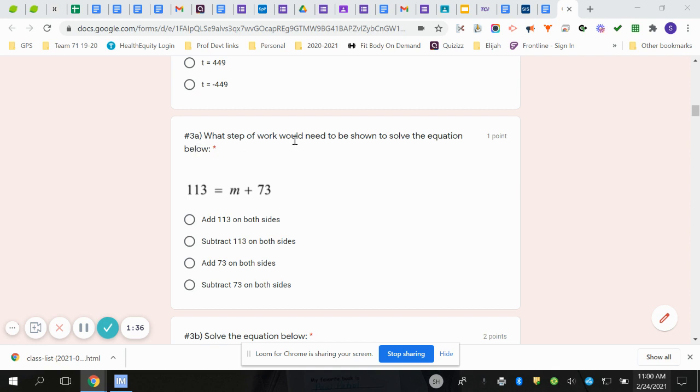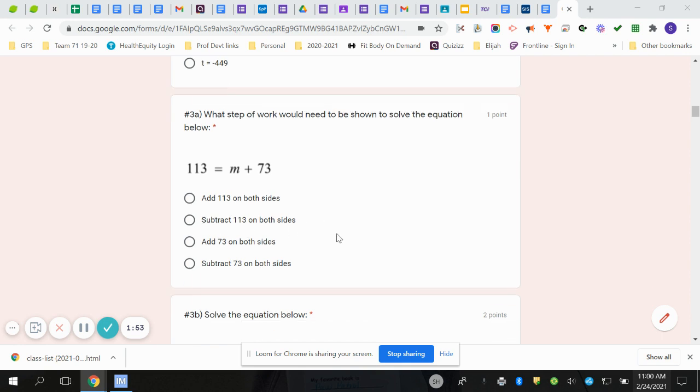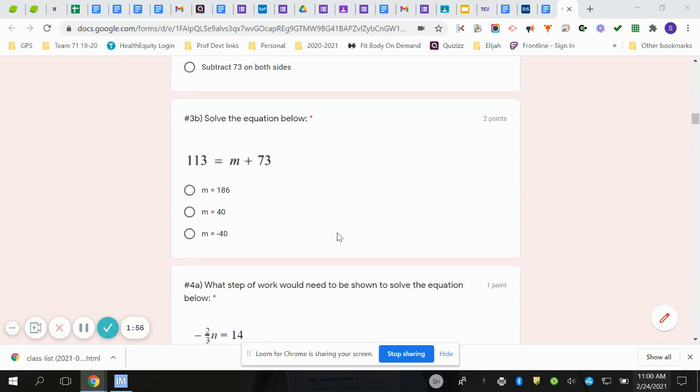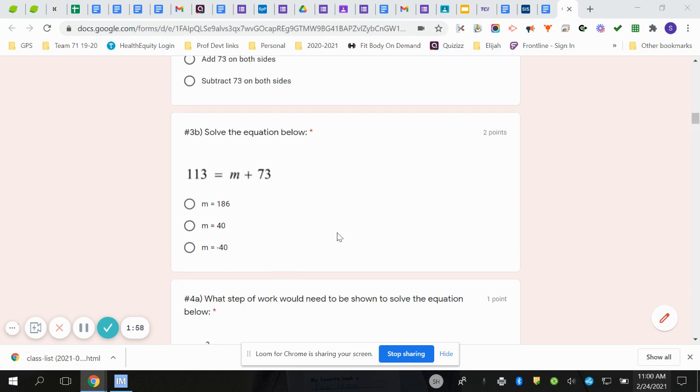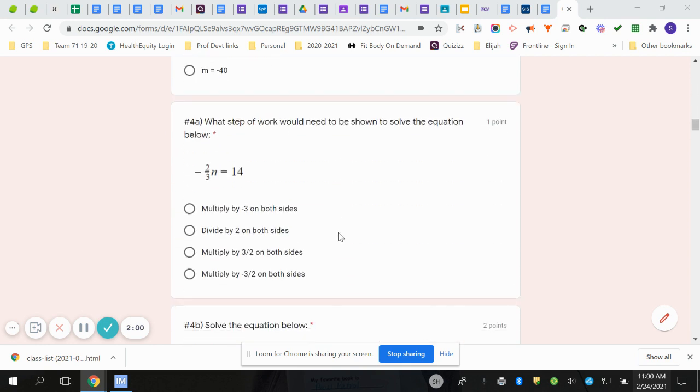3A, what step of work would need to be shown for the following equation below? So your first step, again, rewrite it. Do your steps. Add 113 on both sides. Subtract 113 on both sides. Add 73 to both sides. Subtract 73 on both sides. Solve the equation from what you just did here.